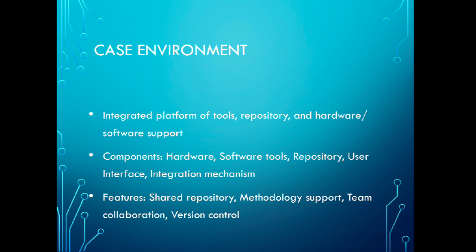Let's use our e-commerce project as an example. In a CASE environment, the designers create UML diagrams and store them in a central repository. The developers then use a code generation tool that pulls those diagrams directly from the repository and creates the initial code. Meanwhile, the testers use an automated testing tool that also pulls information from the repository to run tests based on the latest requirements and code.